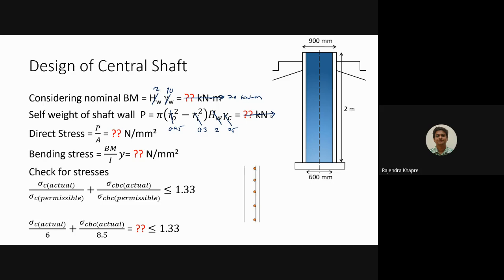17 point. This is in kilonewton. So the direct stress will be something like 17.67 into 10 to the power 3, divided by the area. This area is basically pi times r outer square minus r inner square, so this will be 0.45 square minus 0.3 square. How much is direct stress?